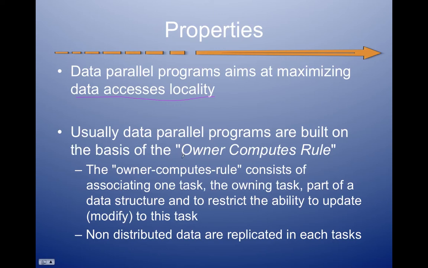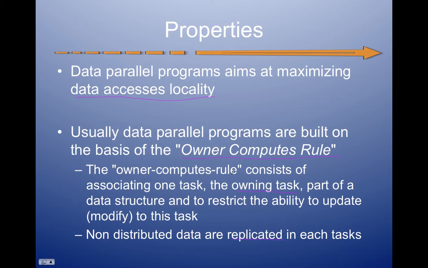Usually we call the implementation of this kind of approach an approach based on the owner compute rule. In the owner compute rule, you allocate a piece of data to one task, the owning task, and only this task can modify or update this data. And all the data that are not distributed are replicated on all the tasks.